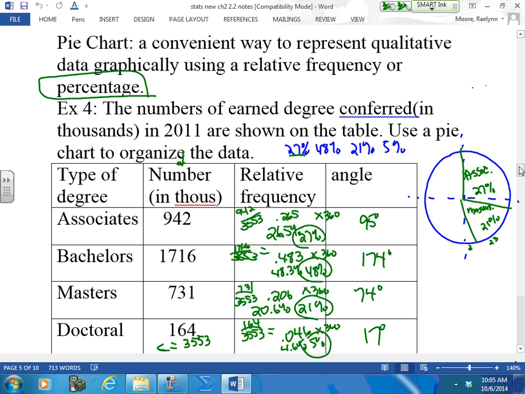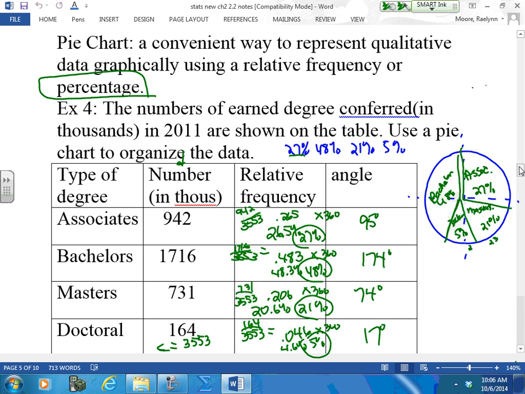48%. 48% is darn close to 50, isn't it? All the way from here to here. This is my bachelor's, 48%. And this little guy left is my 5%. And he is doctorate. Okay? So that's how you get your pie chart.